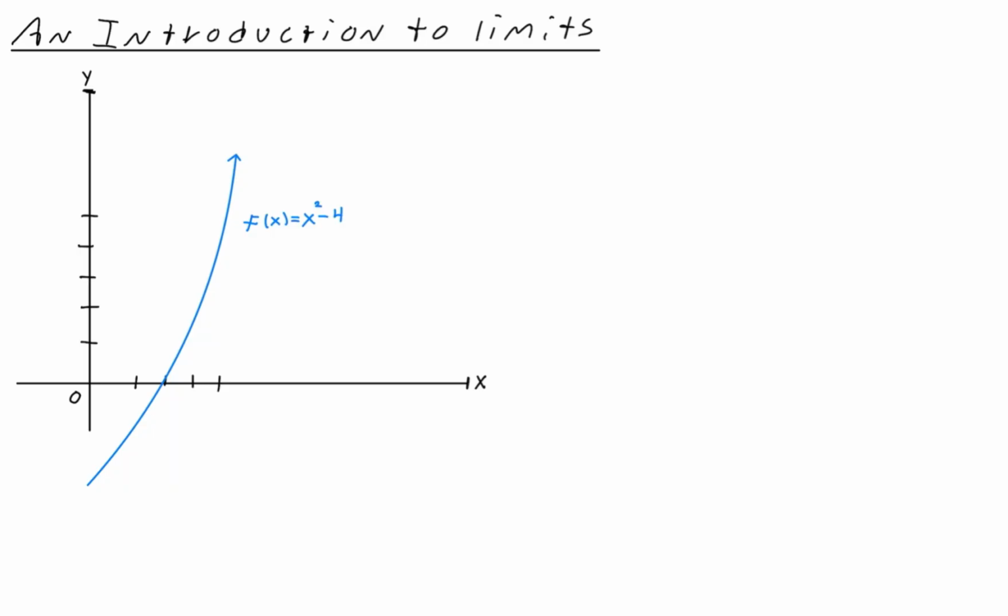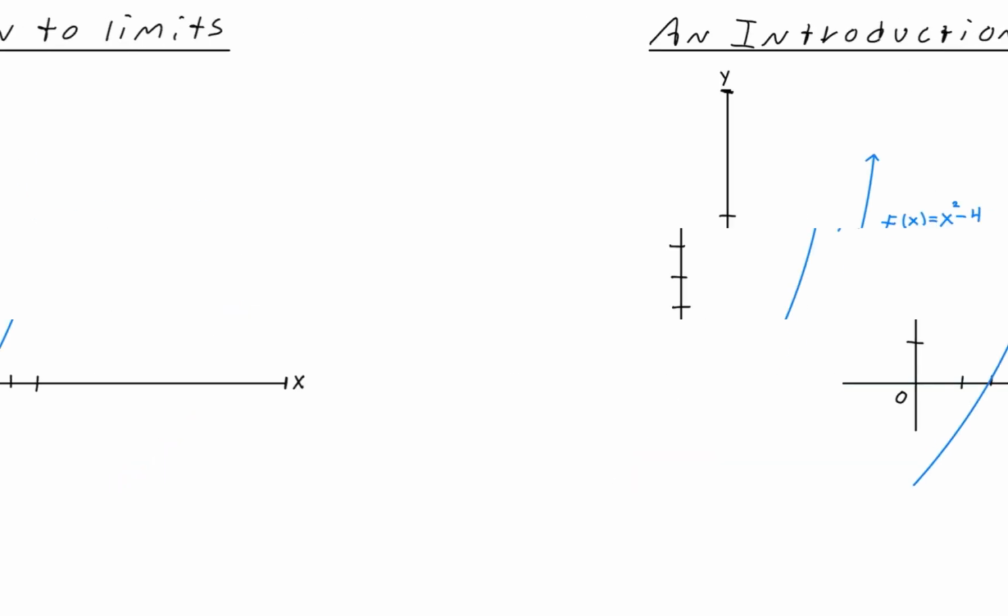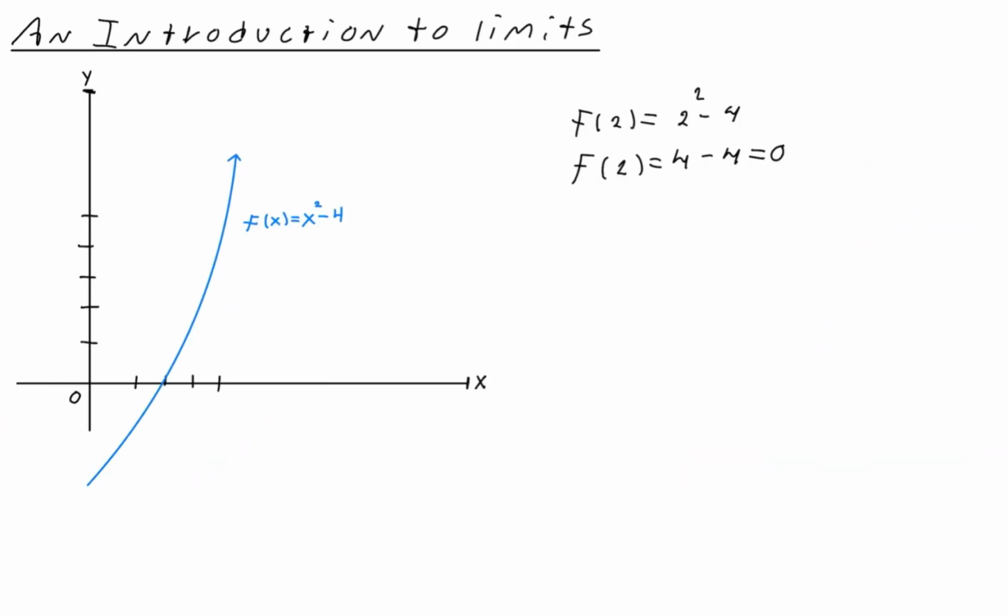Let's take a look at the function we have graphed. f(x) equals x squared minus 4. If we want to know the exact value of the graph when x is equal to 2, we simply have to plug 2 in for our x value to see that it is equal to 0. As we can see from our graph, at x equals 2, the graph crosses the x-axis.